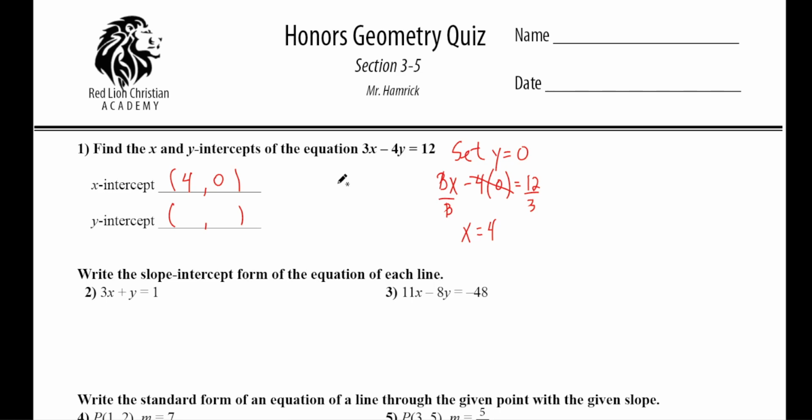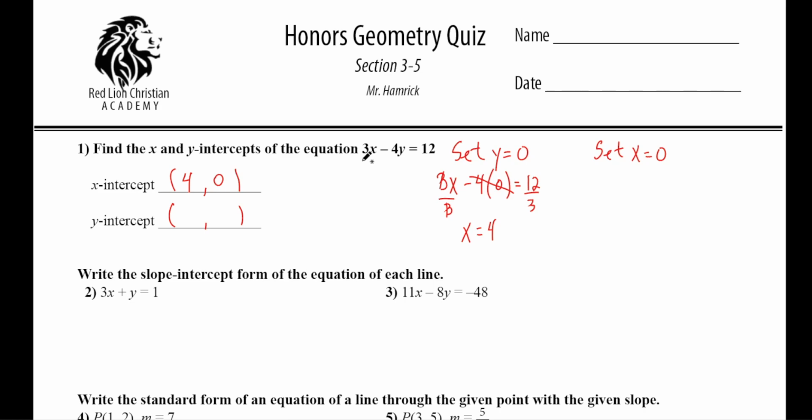Now let's do the y-intercept. So to do the y-intercept, what do you think we do? We set x equal to 0, all right? You set the opposite one. If I'm finding the y-intercept, I set the opposite one equal to 0. So the opposite of y is x. So I set the x equal to 0.